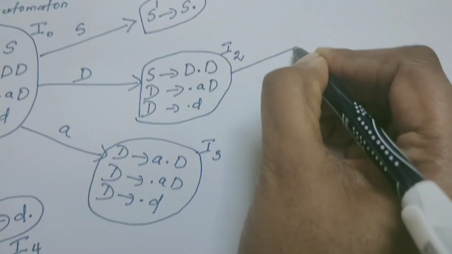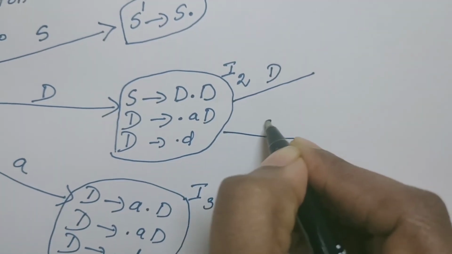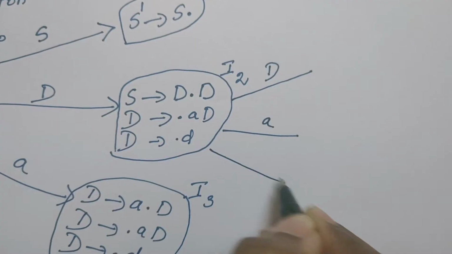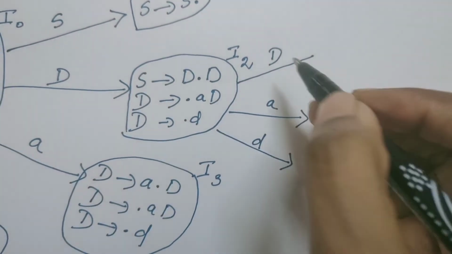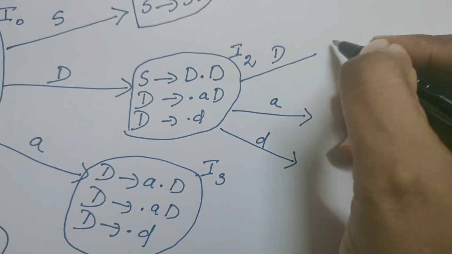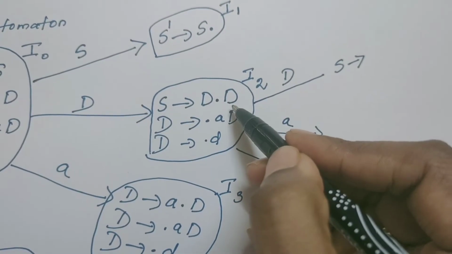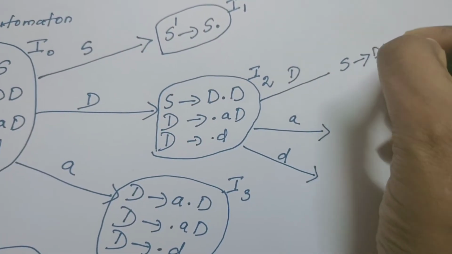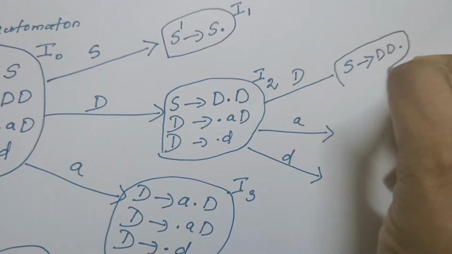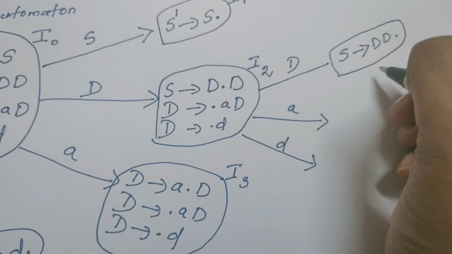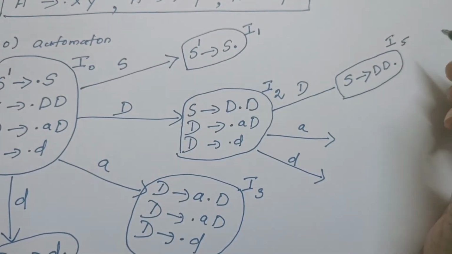If you continue from I2, you have to continue from the symbol D. We have to continue from the symbol A. We have to continue from the terminal D also. If you continue from D, what will happen? The rule is modified like this. S derives, this is a rule to be modified, D, D dot. So that's all. The dot is shifted to the rightmost end. Further, there are no rules to be added. Let us call the state as I5.